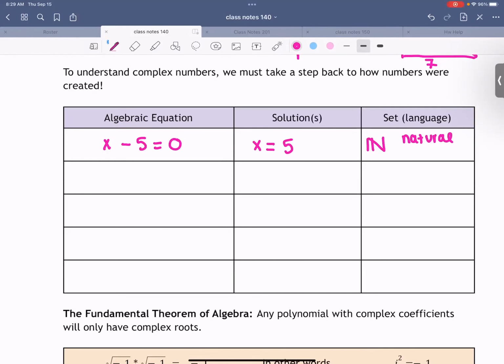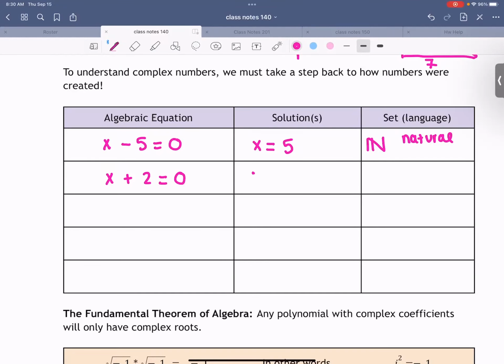And we use the symbol N to denote this whole set of counting numbers, like 1, 2, 3. These are all examples of natural numbers. Okay. Now, numbers don't stop there. If we slightly modify this equation, we give rise to other types of numbers. Let me give you an equation, x plus 2 equals 0.